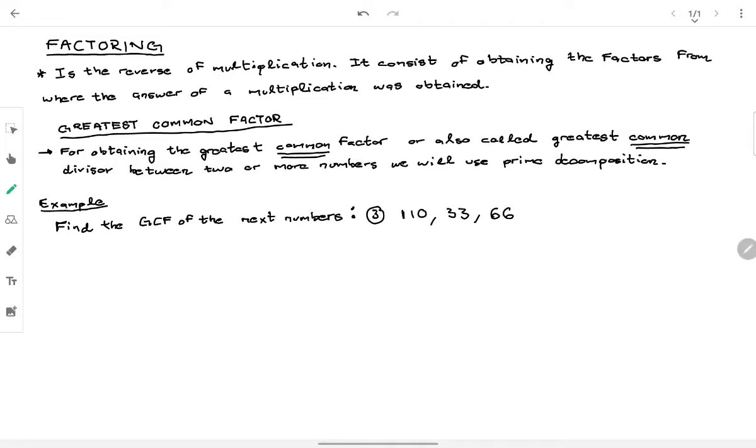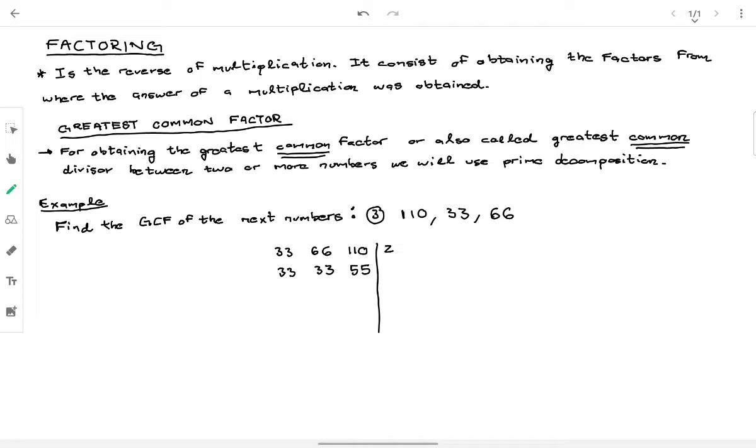So let's see, between 110, 33, and 66. In this case, we will use prime decomposition to obtain the greatest common factor. So we start dividing by 2. It will be 33, 33, and 55. So this number 2 only divides the 66 and the 110, so it's not a common factor between the three terms.